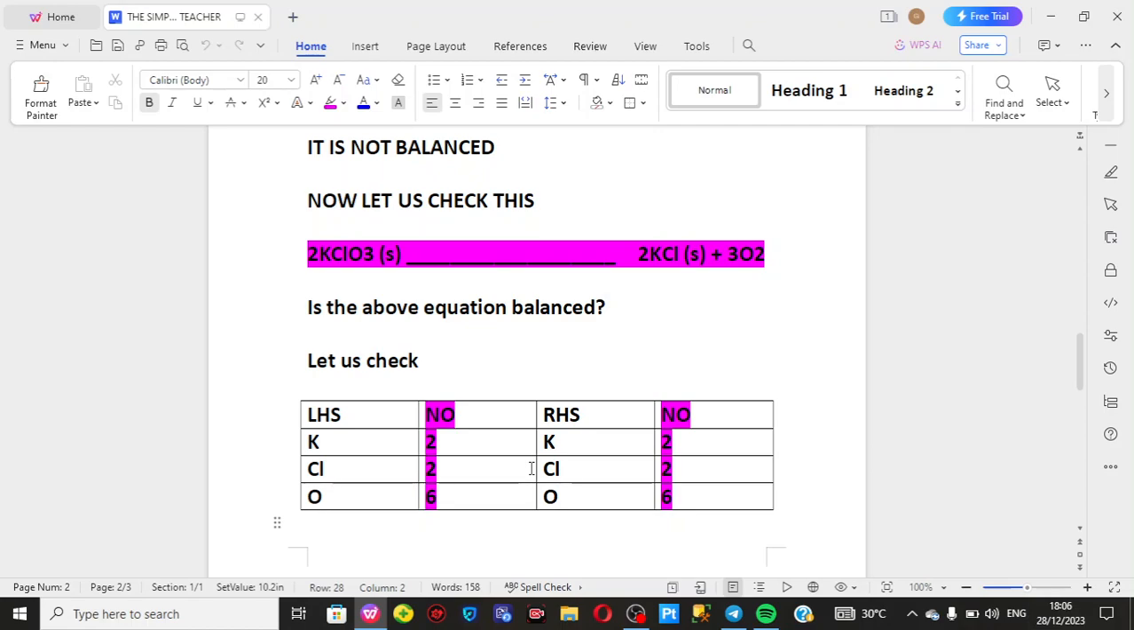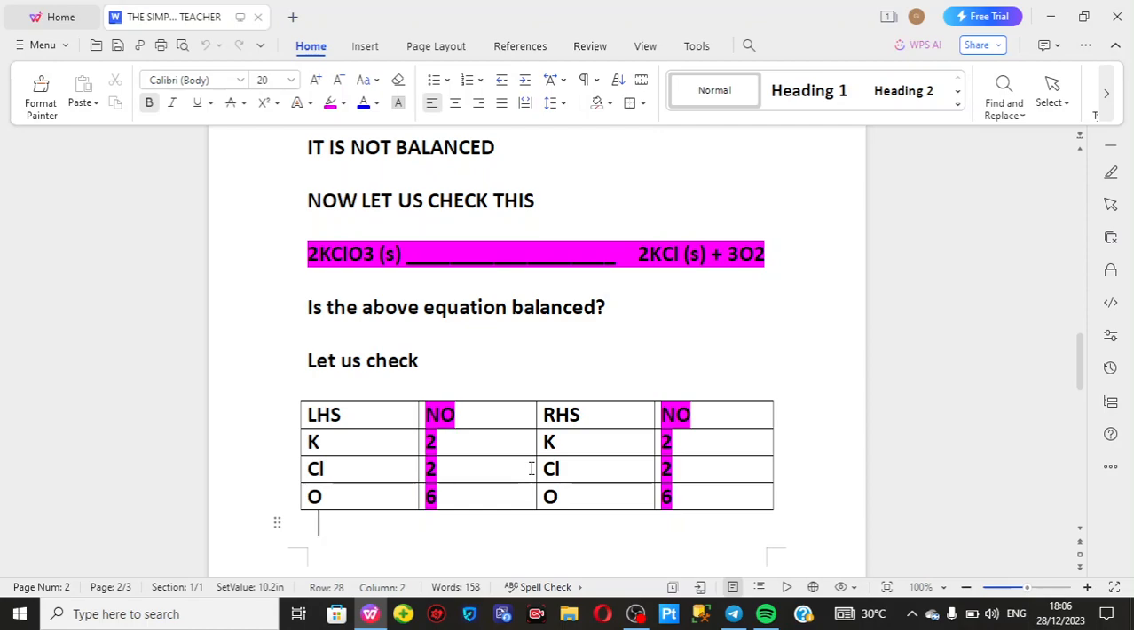We now added 2 in front of potassium chlorate at the left hand side, and we added 2 in front of potassium chloride at the right hand side. Now let's look at them. How many potassium do we have? At the left hand side, remember, whenever you add a number in front of any compound, that number multiplies all the atoms there. So for potassium, 2 times 1 will give us 2. That's why you are seeing 2 there. At the right hand side is the same thing, 2.